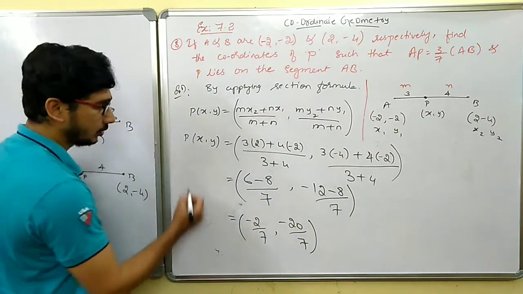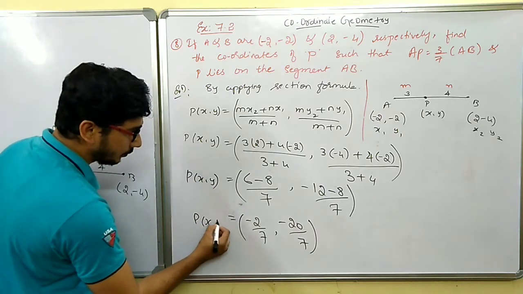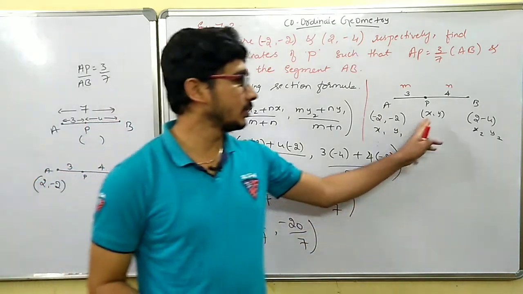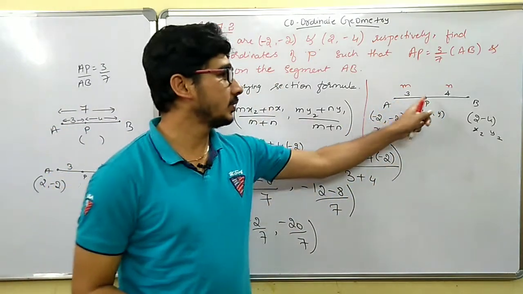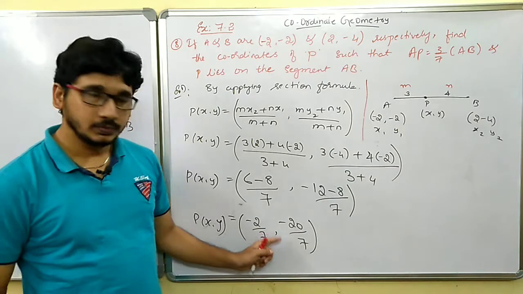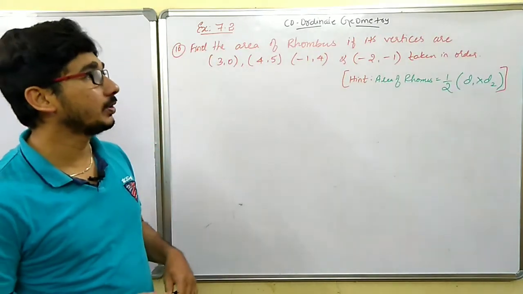This is the point P of x comma y, exactly this location. The coordinate of this point is minus 2 by 7 comma minus 20 by 7. Okay students, now let us find the area of the rhombus.